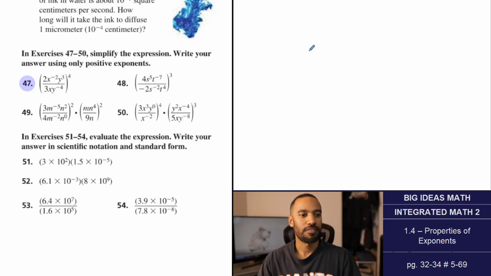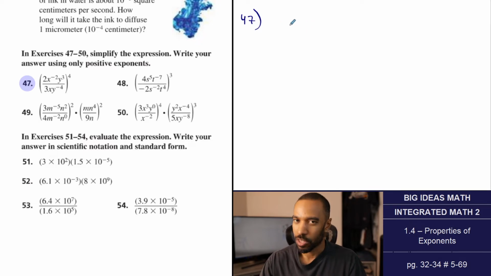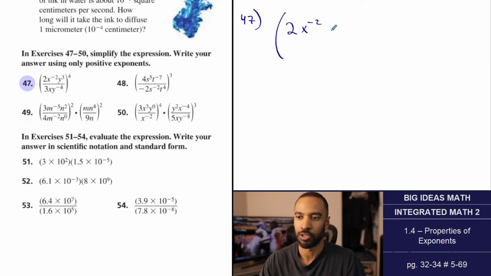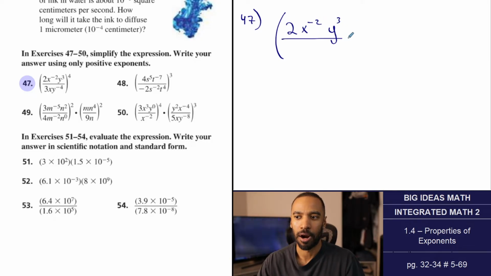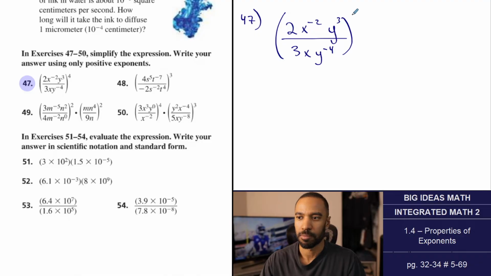In 47 to 50, simplify the expression, write your answer using only positive exponents. And this is one of those where there's more than one way to do these. I'm mostly just going to try and affix myself to the one way that I would personally prefer doing them. I might give you more markings than I generally do in my head, but otherwise this is exactly where we're intending to go with these kinds of problems.